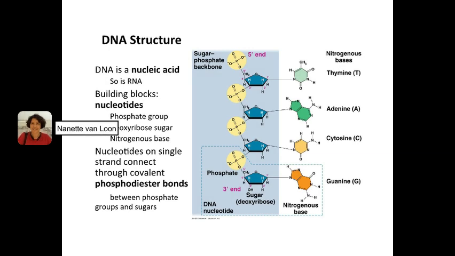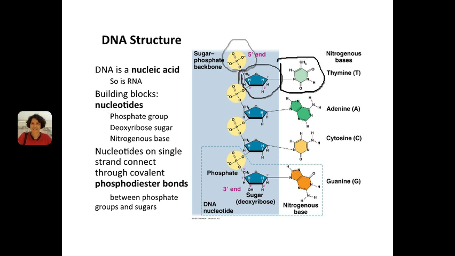Let's review the structure of the DNA molecule again here. DNA is a nucleic acid. RNA is also a nucleic acid. And the building blocks of all nucleic acids are nucleotides. A nucleotide is a composite molecule that consists of a phosphate group, such as we see here, a sugar, in the case of DNA, it's a deoxyribose sugar, and a nitrogenous base. There are 4 different kinds of nitrogenous bases: thymine, adenine, cytosine, and guanine.